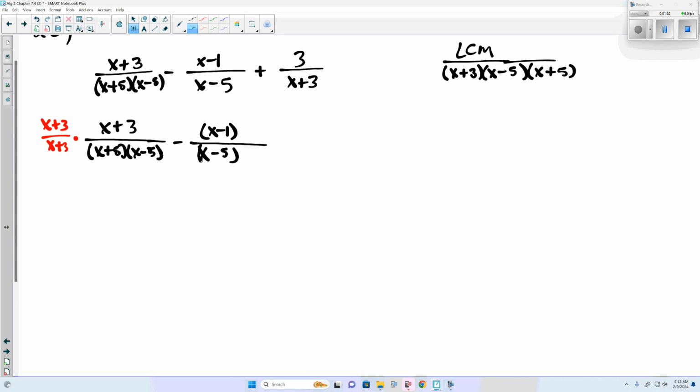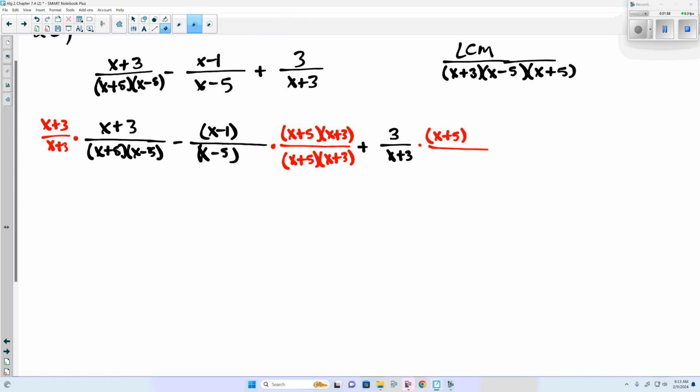The middle one has x minus 5, but it does not have x plus 5 or x plus 3. Last one, 3 over x plus 3. This last one's missing x plus 5 and, I'm going to rewrite the top here in a second. So x plus 5, x minus 5, yes, because that's what it's missing.